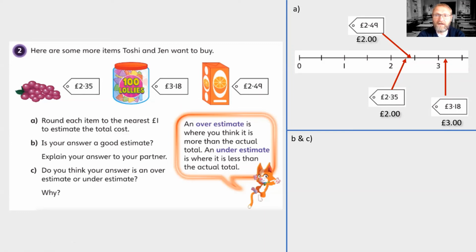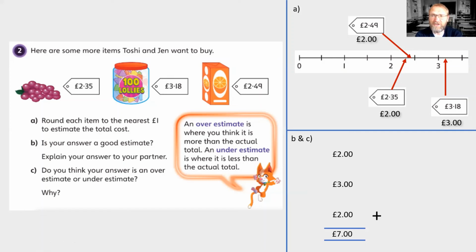So let's have a look at question B. So we've rounded our numbers to £2, £3 and £2. So we need to add them together to see how much we think those three items would cost altogether. So once we've added them together, we've got £7.